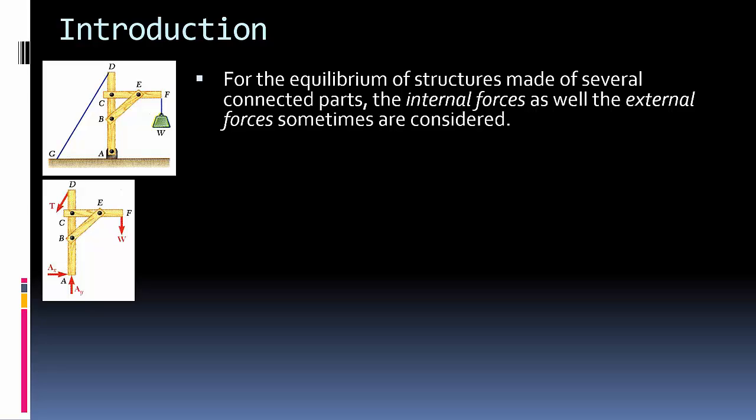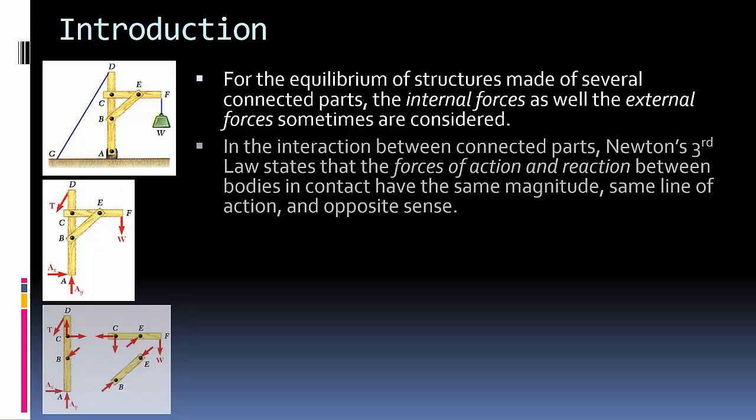For the equilibrium of structures made of several connected parts, we're going to finally consider internal forces as well as just the external forces. In the interaction between the internal forces and connected parts, there's this whole concept of Newton's third law, the equal and opposite, that says that the forces of action and reaction between bodies in contact have the same magnitude, same line of action, and opposite sense. In other words, the forces are equal and opposite.